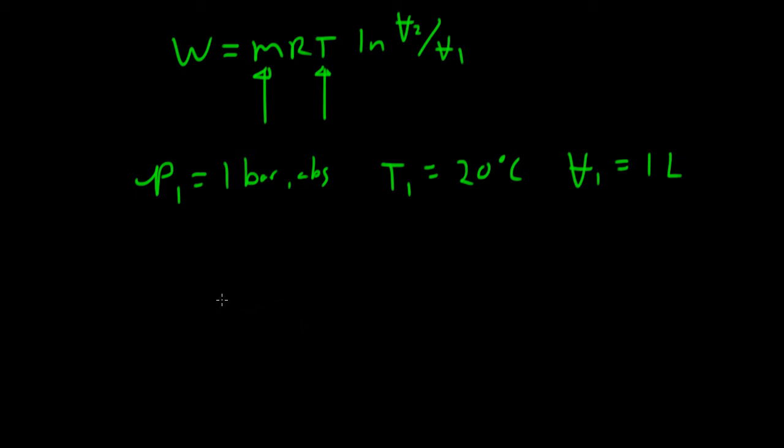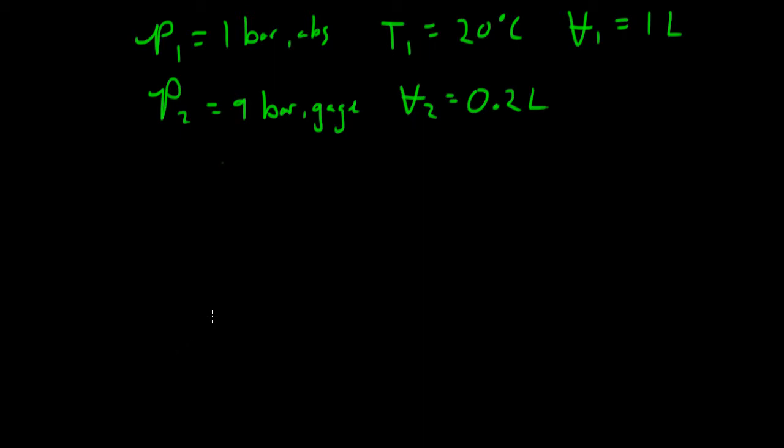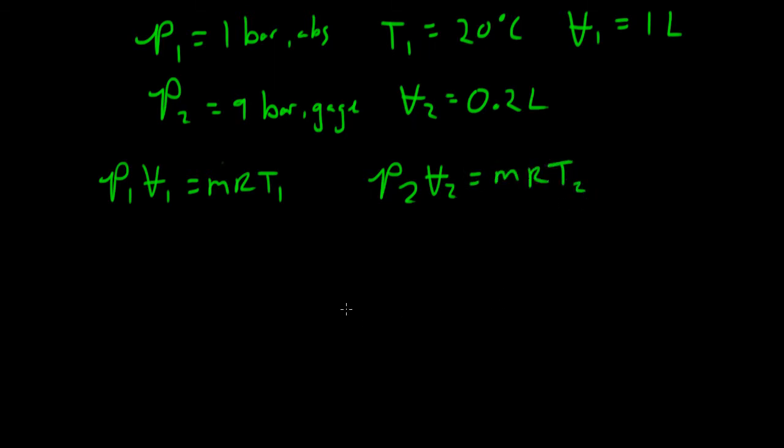At the end of the compression stroke, but before combustion, we know the pressure and volume. P2 is equal to 9 bar gauge, and V2 is equal to 0.2 liters. We can write the ideal gas equation of state for the states at the beginning and end of the compression stroke. P1 V1 is equal to mR T1, P2 V2 is equal to mR T2.